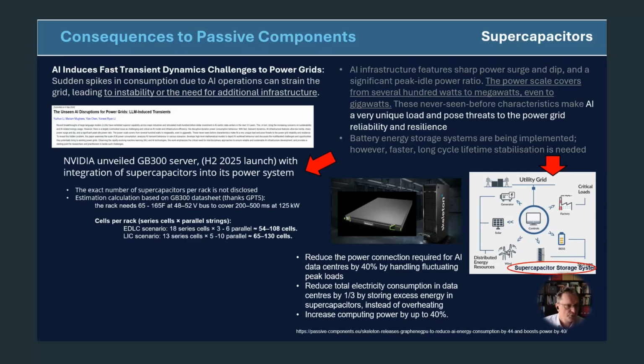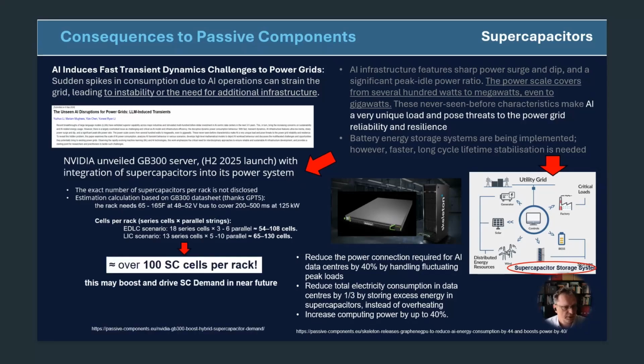We don't know the exact number of supercapacitors. This was not disclosed, but if we do the calculation to cover 200 to 500 milliseconds of a 125 kilowatt rack, then the approximate need for supercapacitors is between 50 to 100 cells. So typically we can assume that is 100 supercapacitor cells per rack. So this may boost and drive supercapacitor demand in the near future.